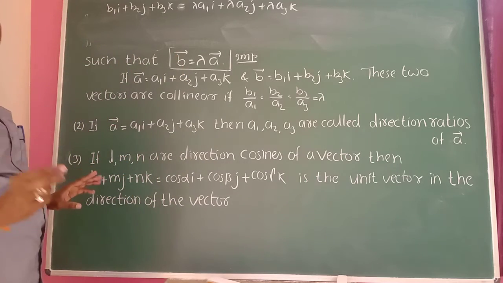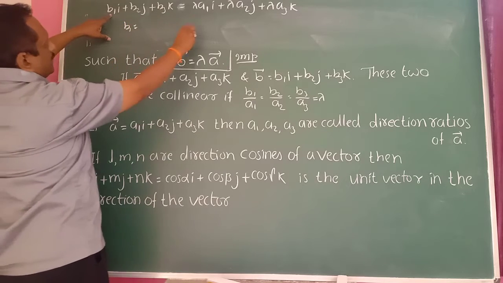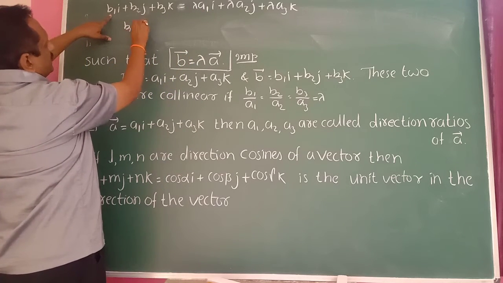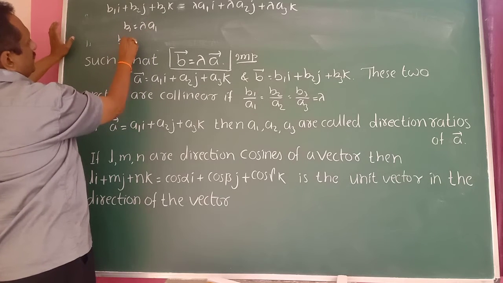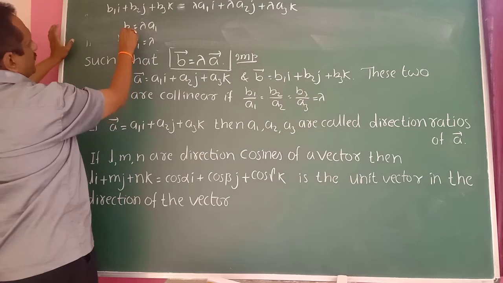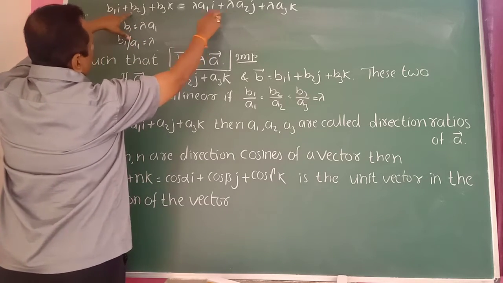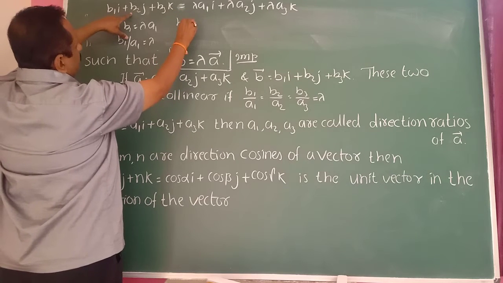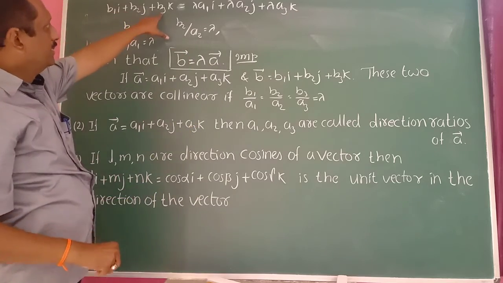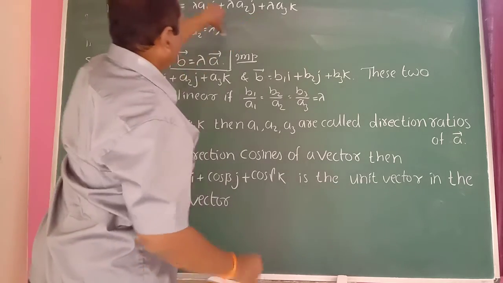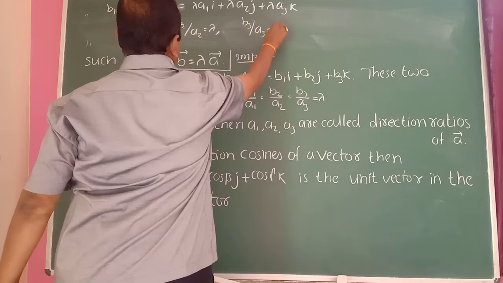Equating i, j, k coefficients here. Here the i coefficient is b1, and here the i coefficient is lambda a1. So b1 is equal to lambda a1, take a1 this side, so b1 divided by a1 is equal to lambda. Similarly, b2 is equal to lambda a2, and cross multiply, it gives b2 divided by a2 is equal to lambda. Similarly, b3 is equal to lambda a3, cross multiply, it gives b3 divided by a3 is equal to lambda.